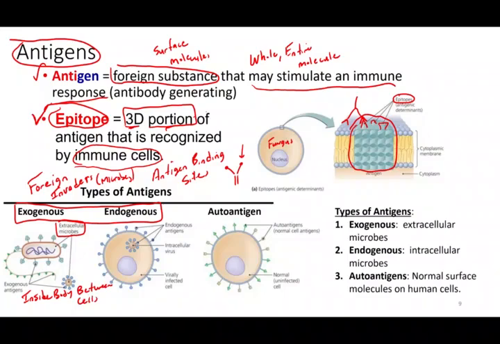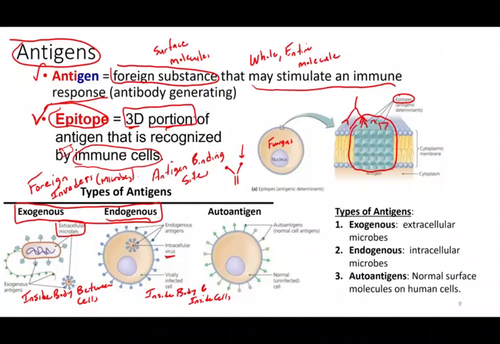That's what extracellular means. If we're talking about endogenous, this is inside the body and inside cells. So think of viruses.